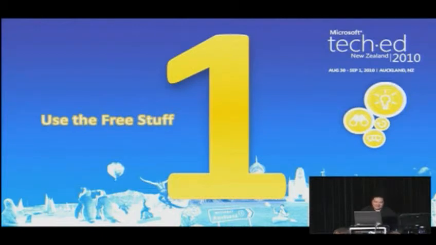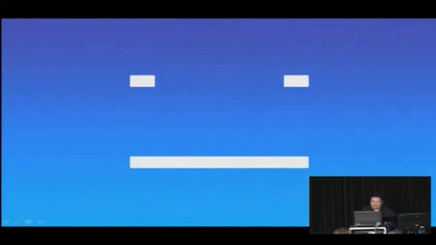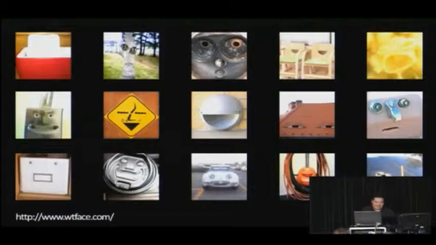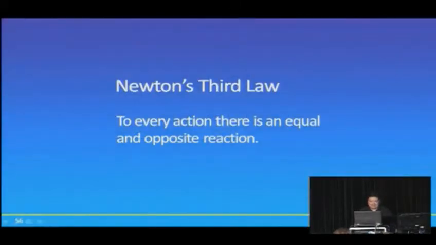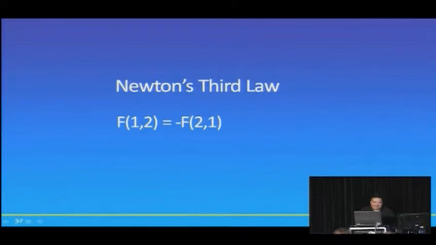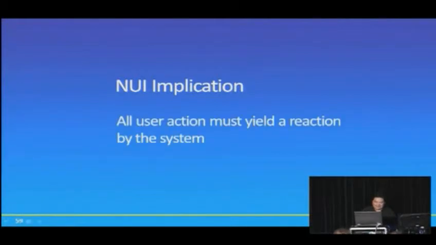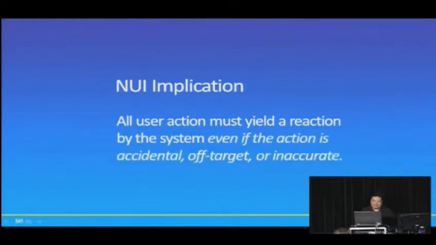So the first tip is use the free stuff. This morning I talked about how we have these built-in algorithms, like this one where we recognize ourselves in these images. Another one that's a freebie is Newton's third law, whether we believe it or not. Basically, to every action, there's an equal and opposite reaction. If you like formulas, here it is. And the implication for NUI is that every user act must yield a reaction by the system, even if that action is accidental, off-target, or inaccurate.